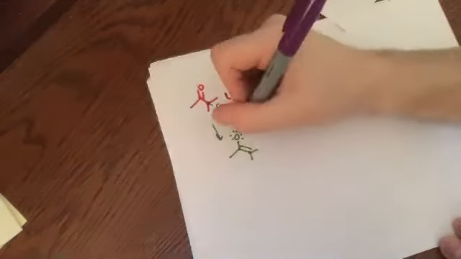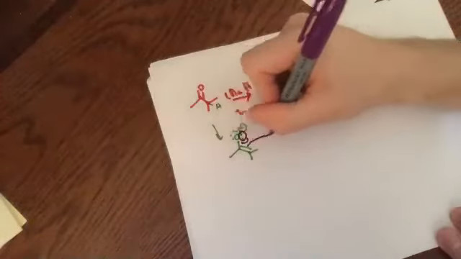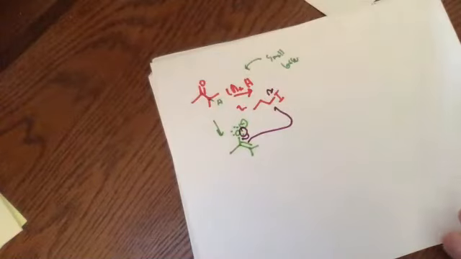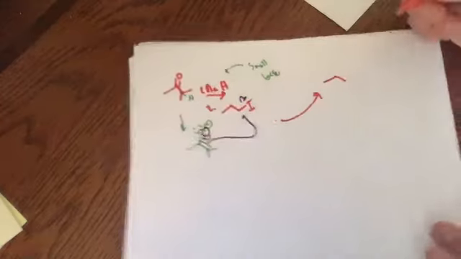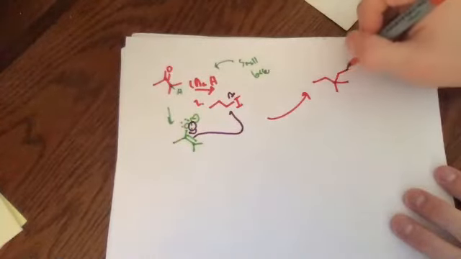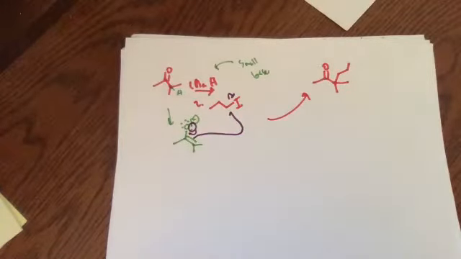Our enolate can then attack, doing an SN2 at this iodide center here, and adding our 3-carbon unit to our product.